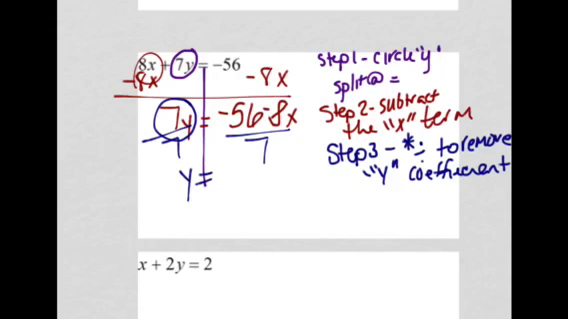Y equals negative 56 divided by 7 is a negative 8. And remember, our slope we will always leave in the form of a fraction. So this negative 8 divided by 7 is going to remain just that, negative 8 divided by 7 with the x tacked on to the end. And I'm officially done.